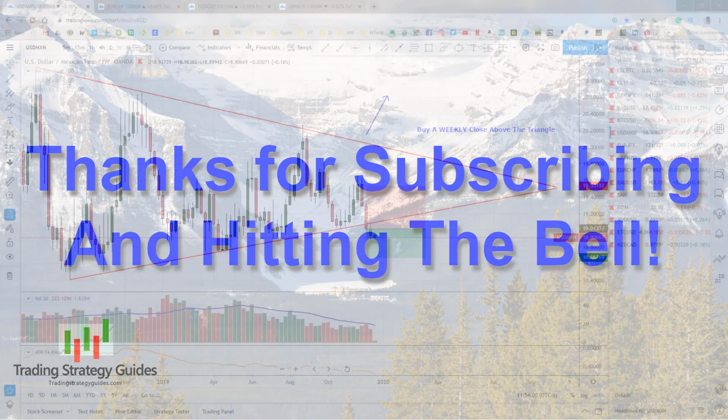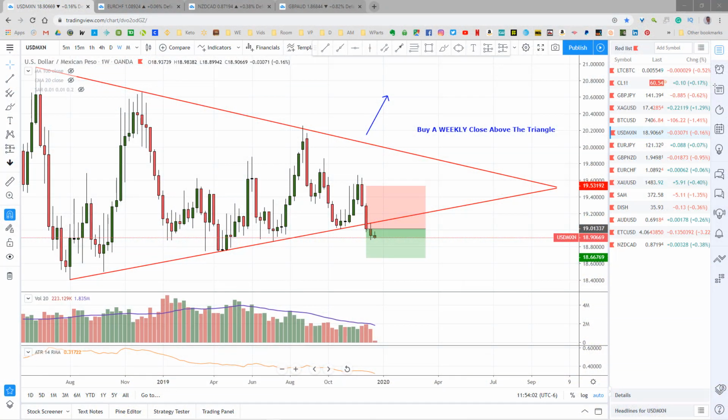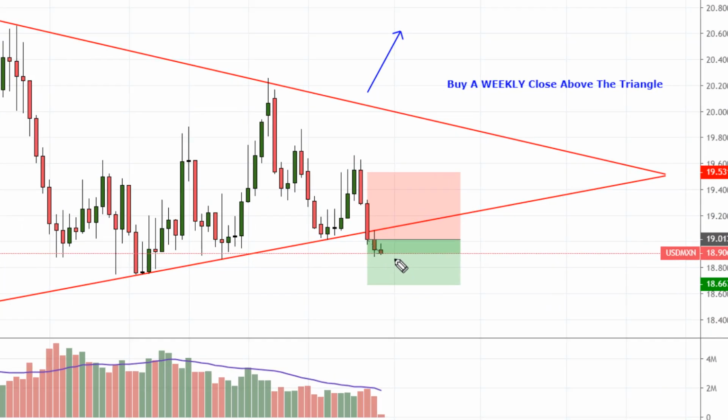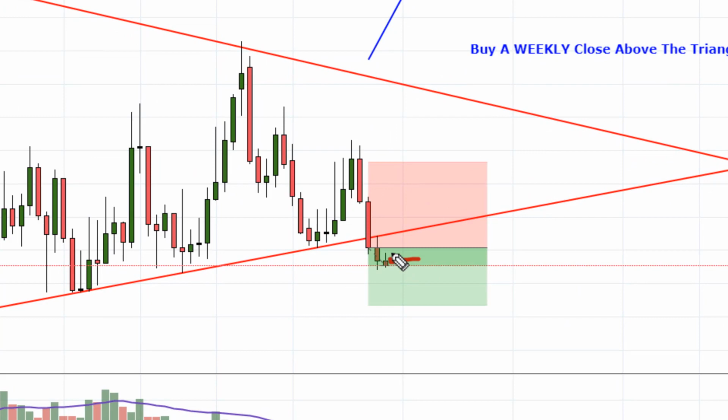It's charting time. The US dollar Mexican peso weekly setup is still moving right along. Looks like we got a little push down today right here. This could take a while since it's actually a weekly signal.